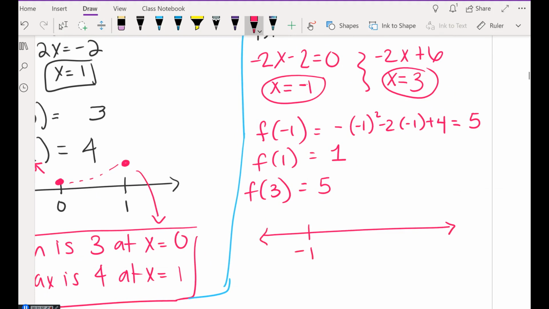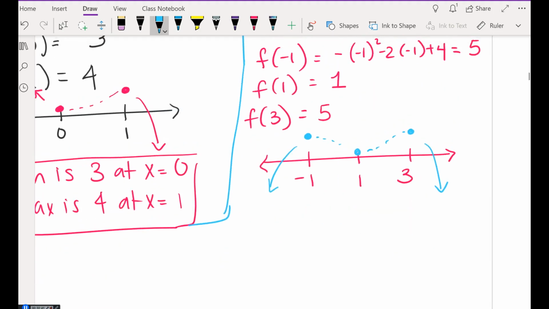Okay, we have the -1 location, the 1 location, and the 3 location. The outputs are: the first one is at 5, this one's slightly lower, and this one's up here. Yes or no? Now what do you do? As x approaches positive infinity, what's the end behavior? Negative? Someone confirm that for me. Negative, so it's like this? As x approaches negative infinity, negative as well. Oh, whoa. So would you agree it's going to be like that?